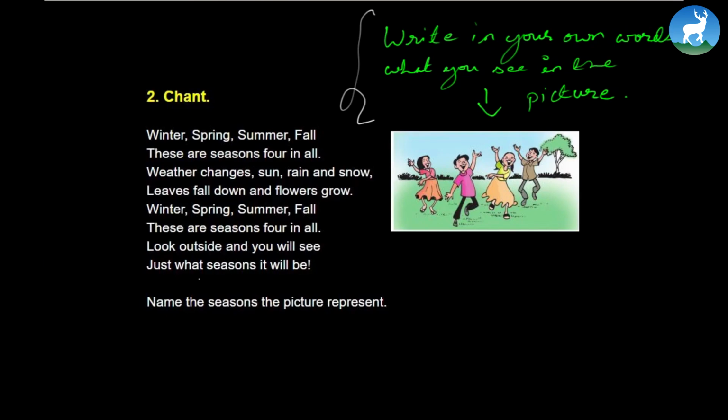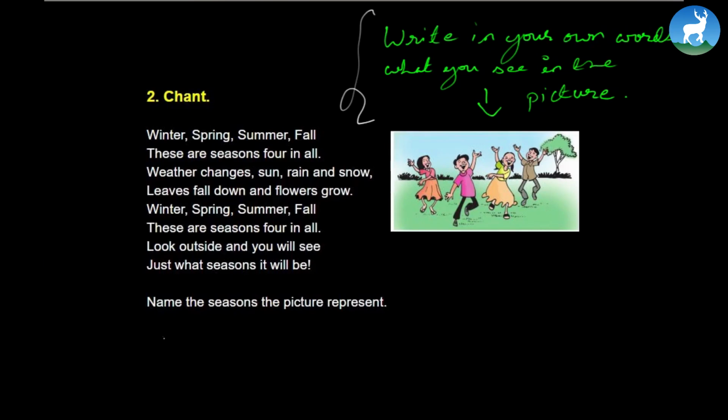Winter, spring, summer, fall. These are seasons four in all. Weather changes, sun, rain and snow. Leaves fall down and flowers grow. Winter, spring, summer, fall. These are seasons four in all. Look outside and you will see just what seasons it will be.